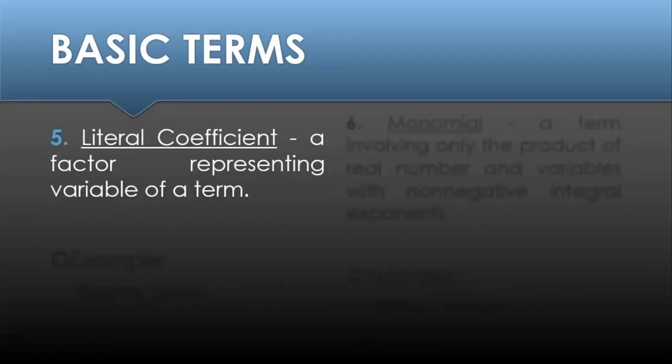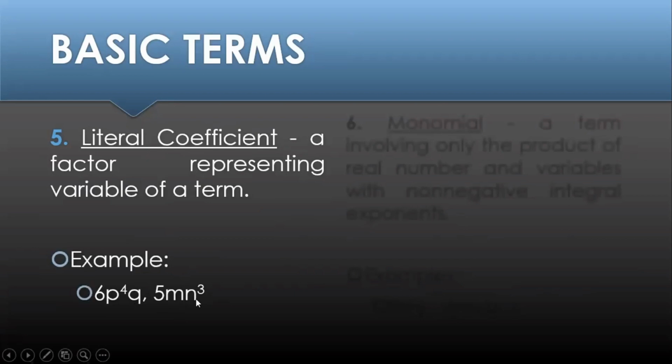Next is the literal coefficient. It is a factor representing variable of a term. In the example, 6p raised to 4q and 5mn cubed. Earlier, we have mentioned that 6 and 5 here is the numerical coefficient. So p raised to 4q and mn cubed is called the literal coefficient.